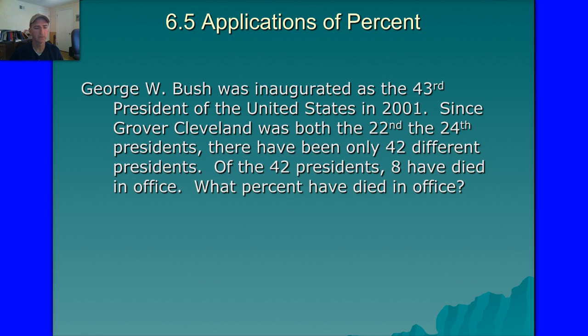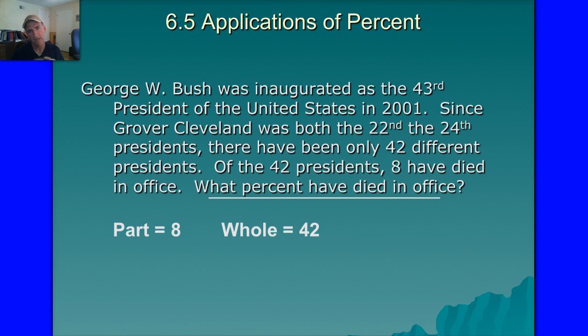Okay, so let's think about what this has here. First of all, the question is saying, find the percent of presidents that have died in office. Well, we know that the part is 8 because there's only 8 out of 42. The whole group of presidents, the total number of presidents, is 42. So there you see the part and the whole. You're comparing the number of presidents that have died to the entire group. Part is the is, the of is the whole, 42. So the unknown in this problem is the percent. That's what you'll have found when you're done.